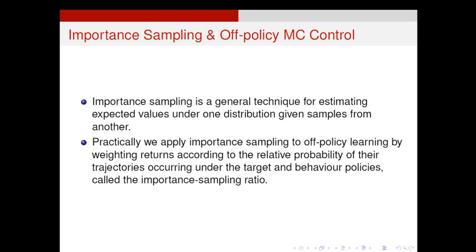Then what is the practical side of this importance sampling in our off policy MC control? We apply importance sampling to off policy learning by weighing returns according to the relative probability of their trajectories occurring under the target and behavior policies. This is called the importance sampling ratio. That ratio is the weighting parameter.